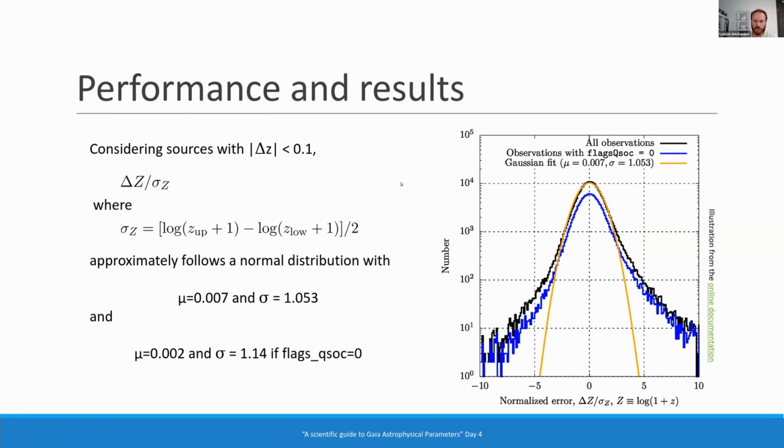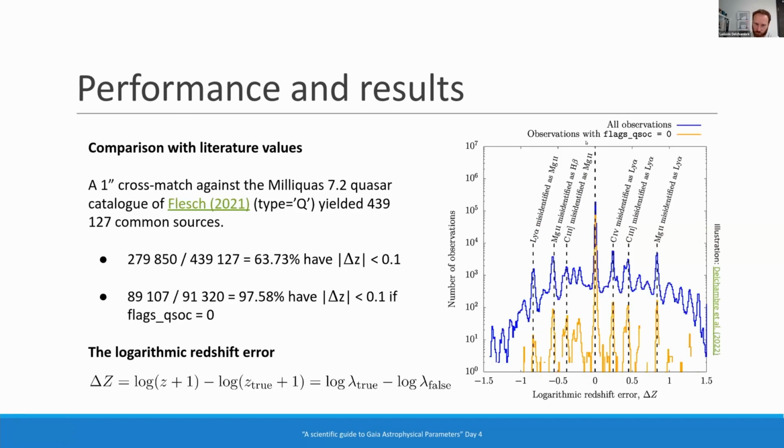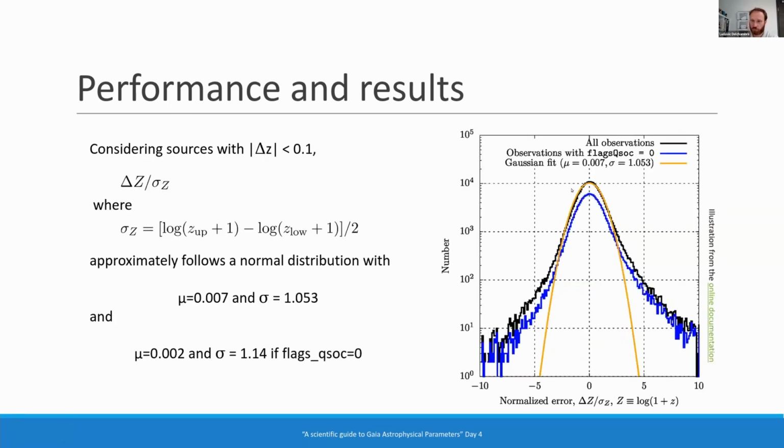We'll not enter into the detail, but actually what we see is that the distribution of the predictions approximately follows a quite nice standard normal Gaussian, since we have a mean value of 0.007 and a sigma that is very close to 1. And the same also applies if we consider only predictions without warning flags. So we have quite confident predictions and good uncertainties that are associated to these predictions.